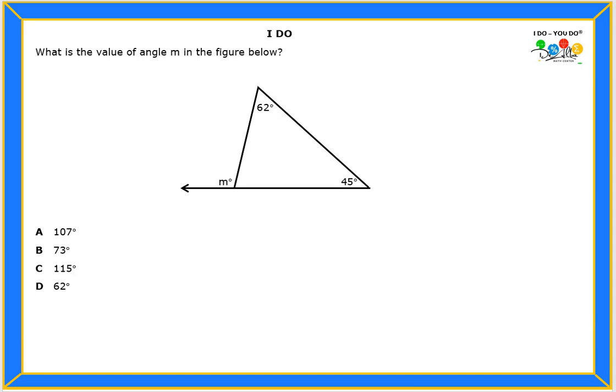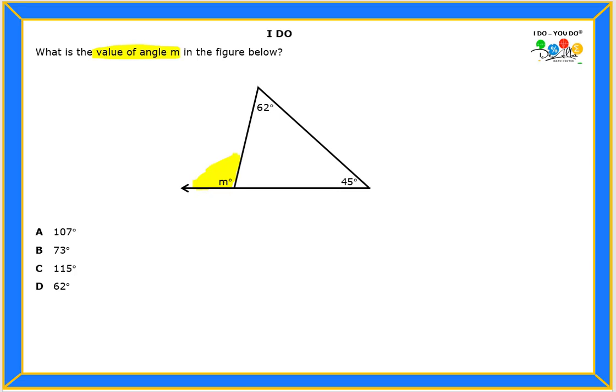It says, what is the value of angle M in the following figure? Okay, so we're looking for the value of angle M, and angle M is this one over here, right? I don't know if you noticed, but this angle M is on the outside of the triangle. Is that right? Okay, so there are at least two ways that you can find the answer for angle M.